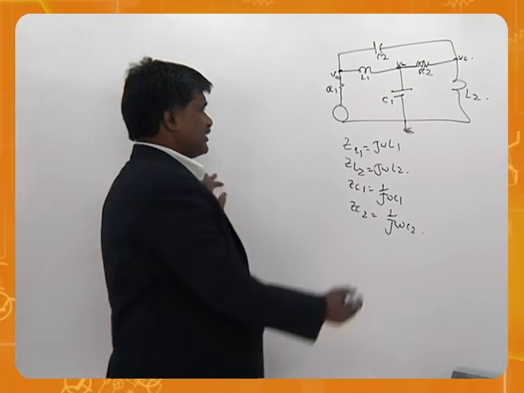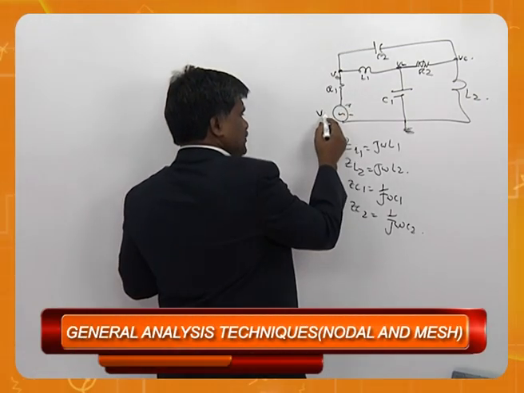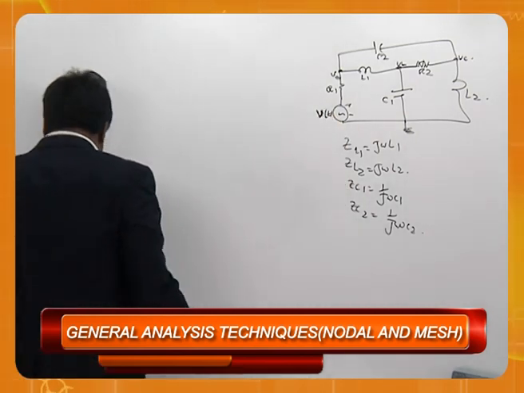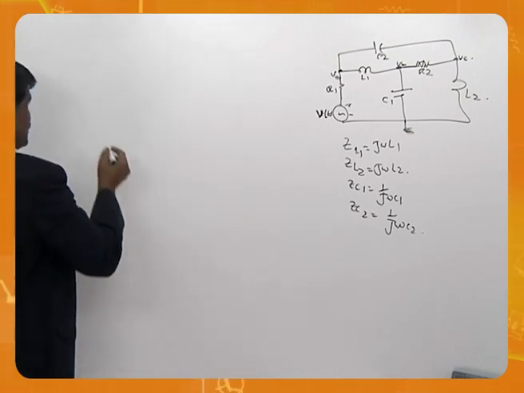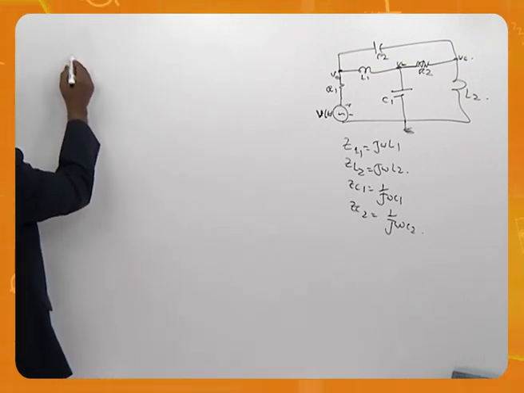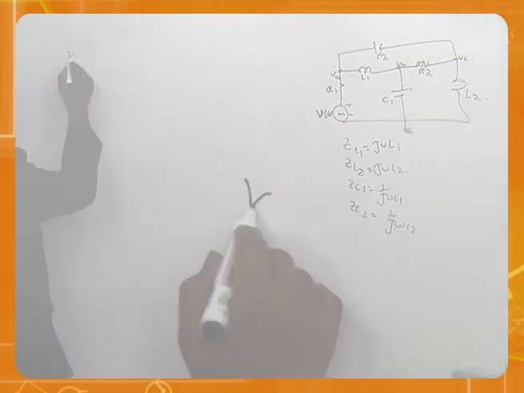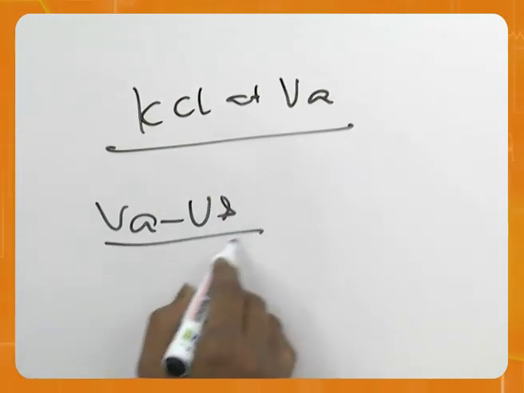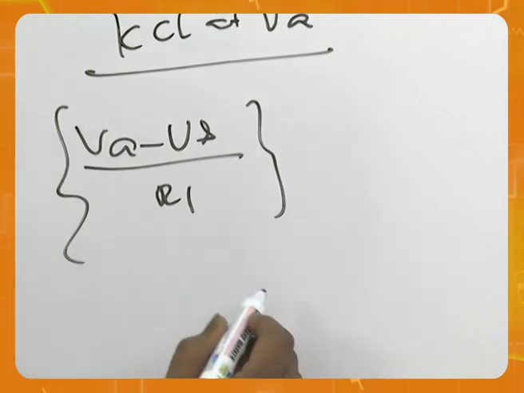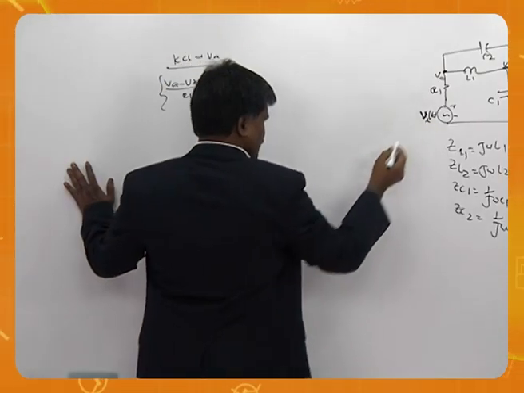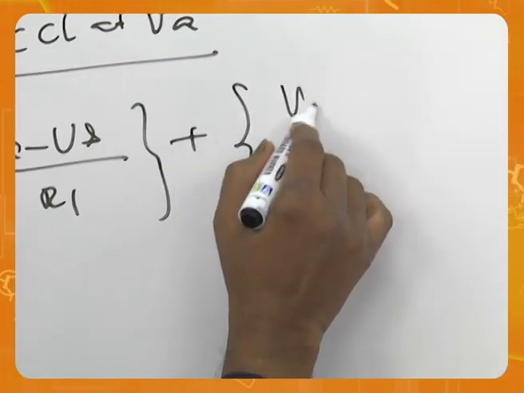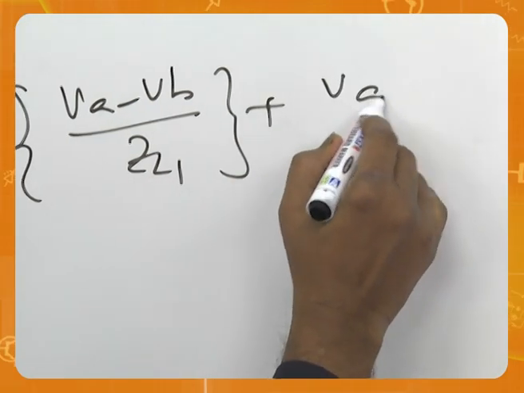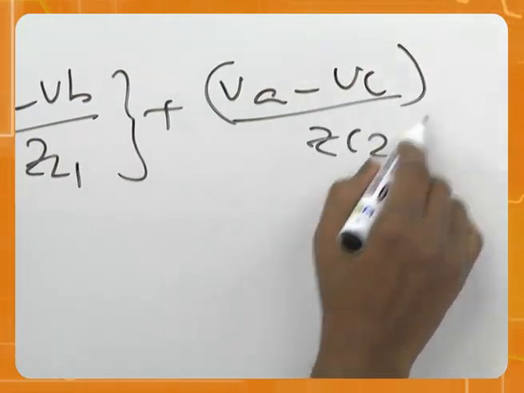So, keeping that in mind, I am going to really do it. So, this is V of t or V. So, let me apply equations. This problem is basically to talk about frequency domain. KCL at VA: VA minus Vs by R1, plus VA minus VB by ZL1, plus VA minus VC by ZC2, equals 0.